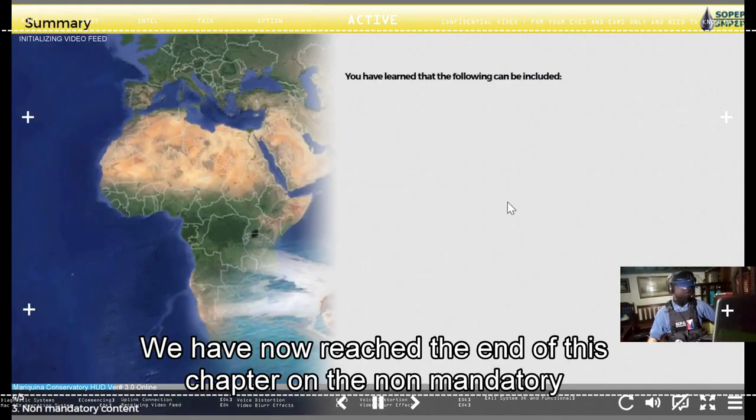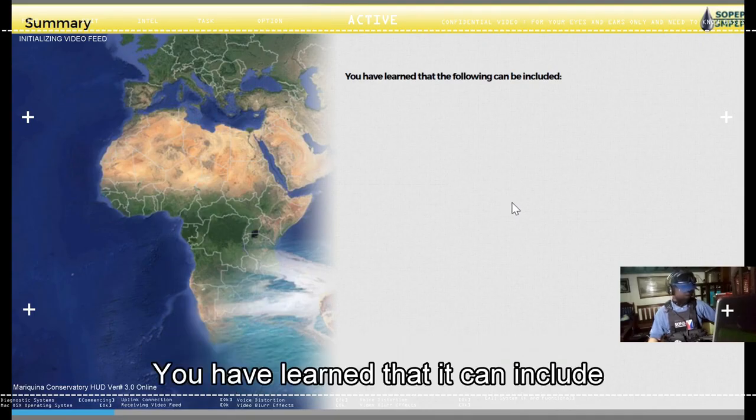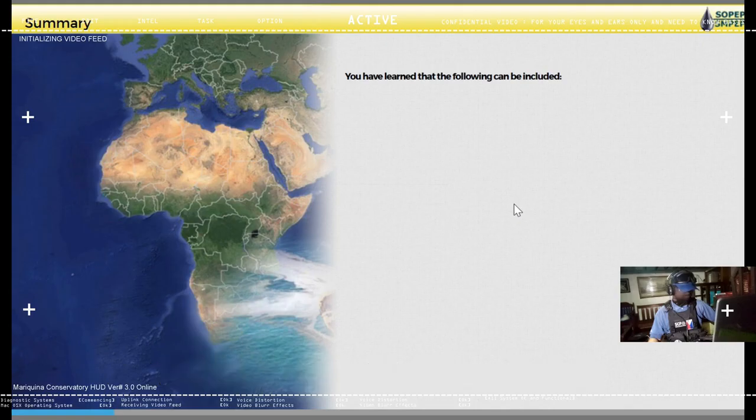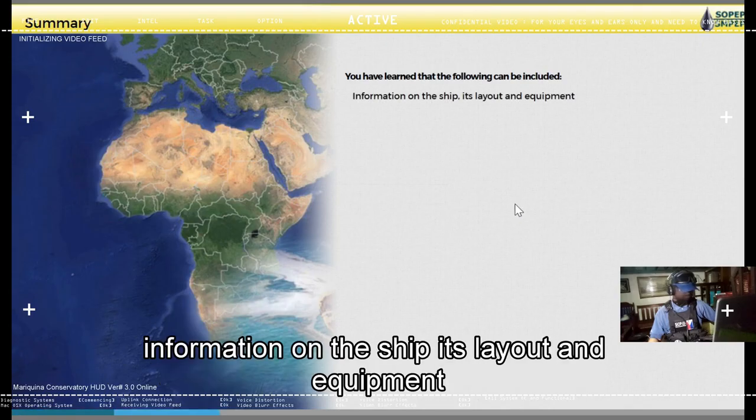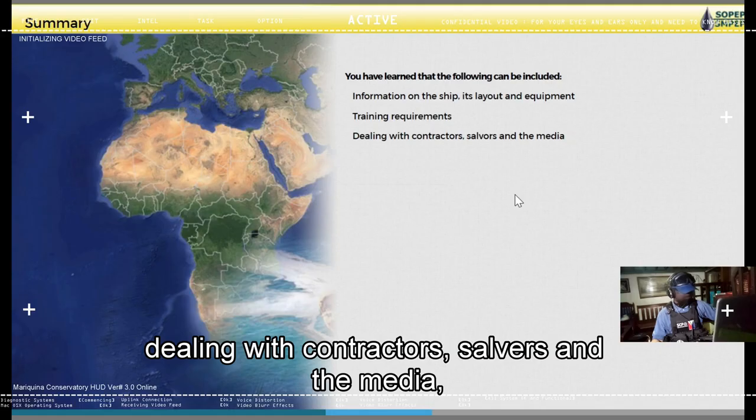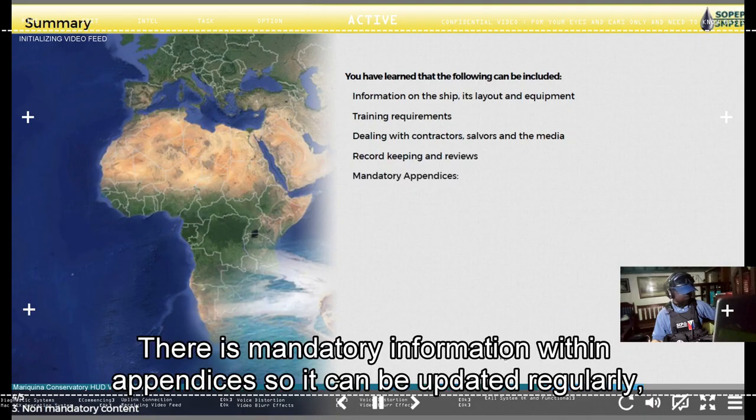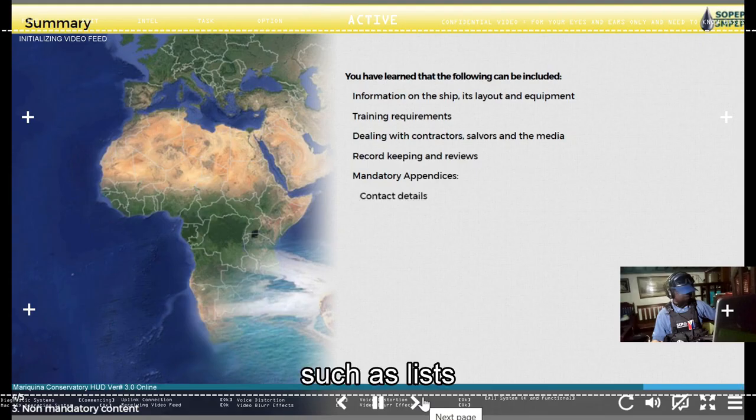We have now reached the end of this chapter on the non-mandatory information that is often put into SOPEPs and SMPEPs. You have learned that it can include information on the ship, its layout and equipment, training requirements, dealing with contractors, salvors and the media, record keeping and reviews. There is mandatory information within appendices, so it can be updated regularly, such as lists of contact details.